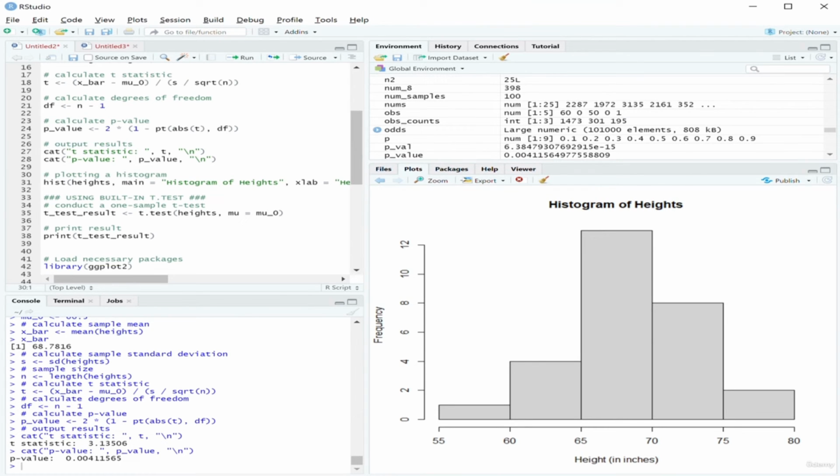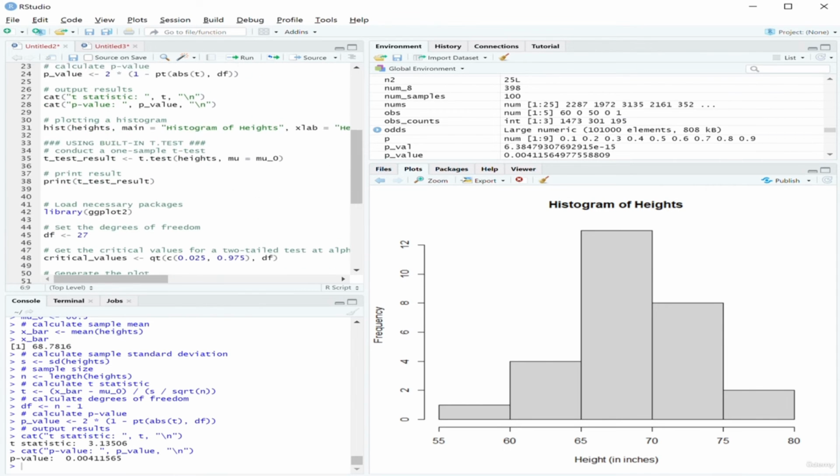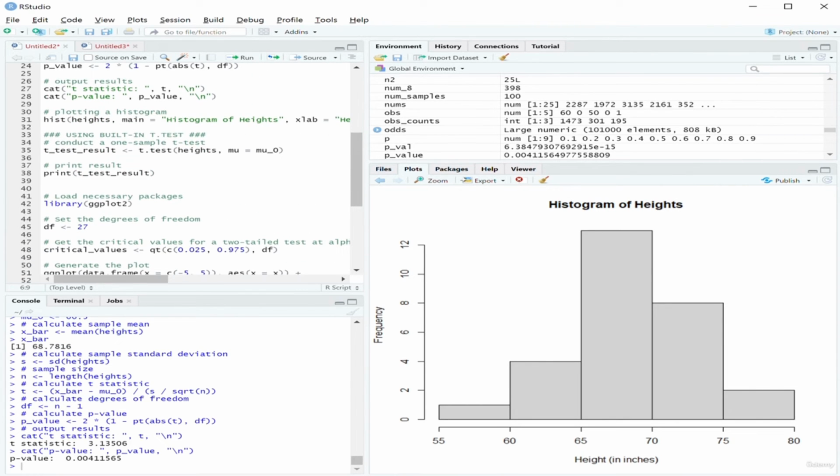And so in this case, we get a p-value of 0.004 and a test statistic of 3.13. How you can read that is the probability that we would have observed a mean of 68.78, given that the null is 66.5, the probability of us observing that or a more extreme outcome, less than or greater than, is 0.004. And that's lower than a 0.05, or 5% chance.